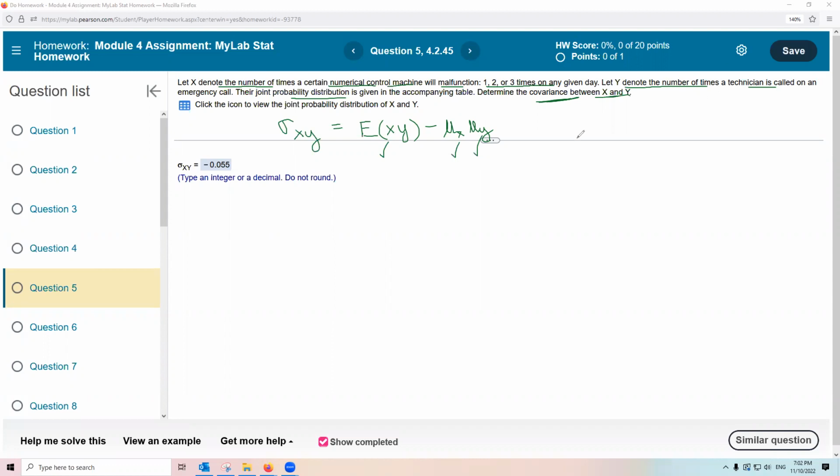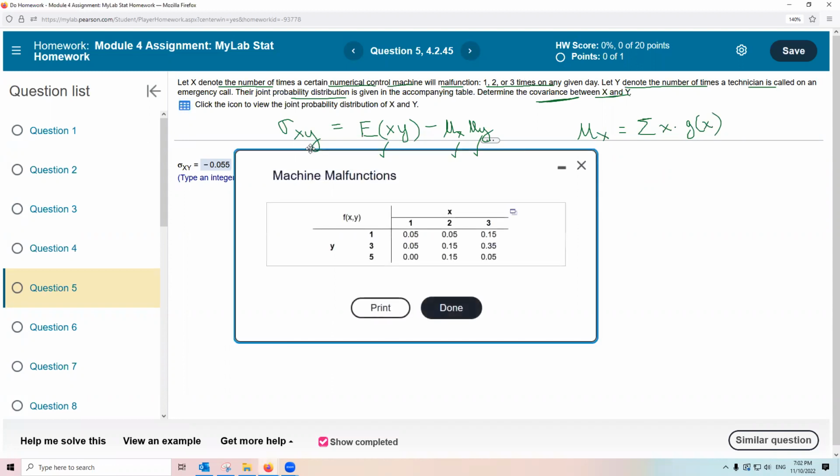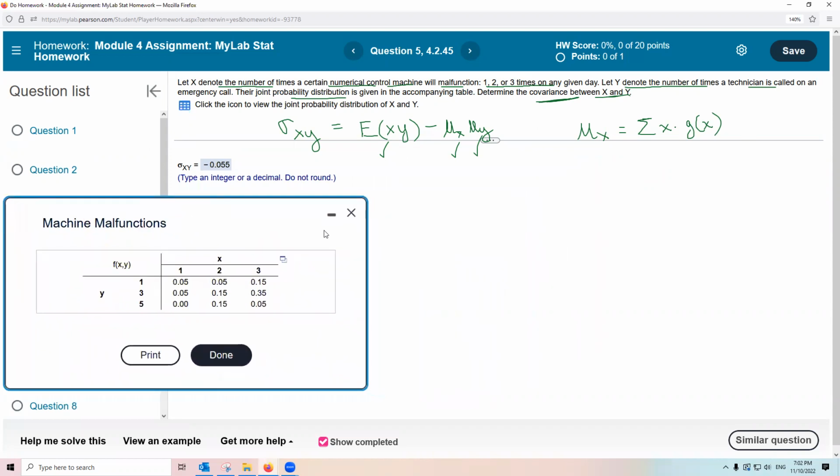Now for the mean of X, a formula we can use, because remember, this is a discrete distribution. We could say it's the sum of X times the marginal density function. We call it g of X. So we're going to need to figure out g of X. All right, well, let me open up this table and we can figure out g of X. So let me open up this data table and maybe I could put it over here. All right, so let's figure out g of X.